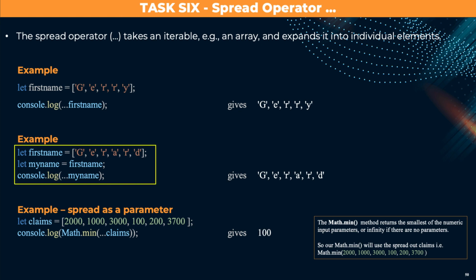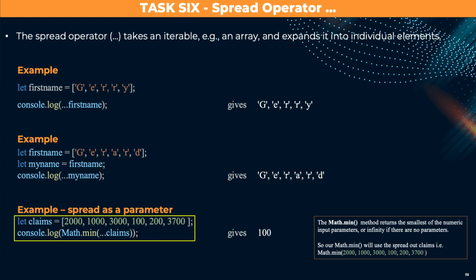In the second example, let first name equals GERARD, all individual characters within an array. And then we say let my name equals first name. So my name is now our same array. And we do console.log my name, and it will spread out each of the characters.